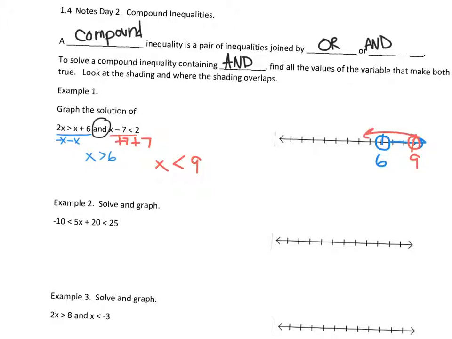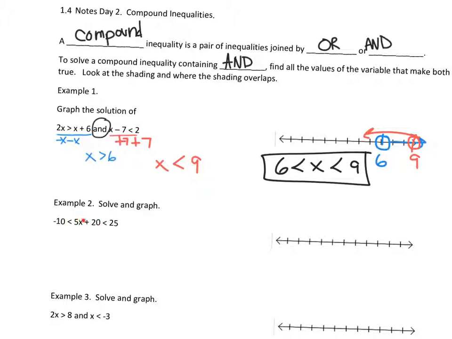So this is an "and," so I'm trying to find where the blue and the red overlap. The blue and the red overlap between, and not including, 6 and 9. So the answer would be 6 is less than x is less than 9. That's how I can write the inequality. So if you're shading in between, you can write the compound inequality as x is in between 6 and 9, and these inequalities need to go the same way.